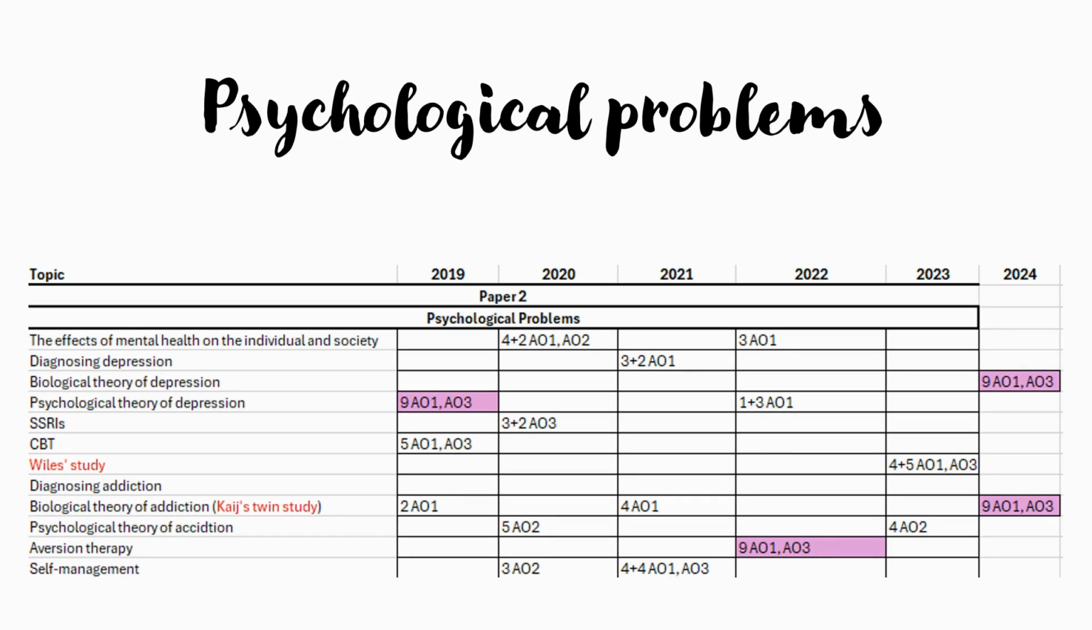And then we've got psychological problems. Again, a smattering of the different things that have come up in different areas. Biological theory of depression, that would be a good one to come up as a 9 marker potentially. So the psychological theory of depression has come up as a 9 marker on its own, biological hasn't, so looking at SSRIs, and SSRIs as a treatment, and when we're talking about the biological theory, obviously that would be low levels of serotonin. You'd have to link that through and explain the synaptic transmission there.